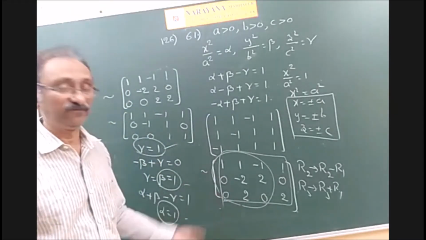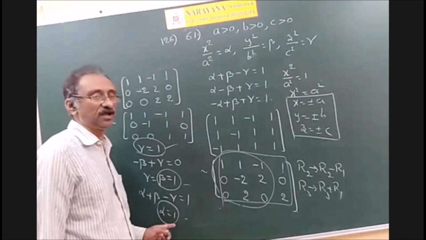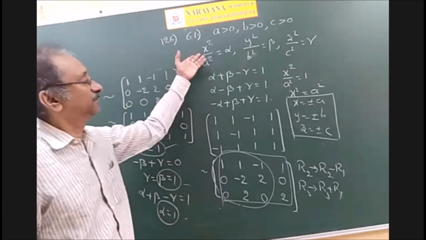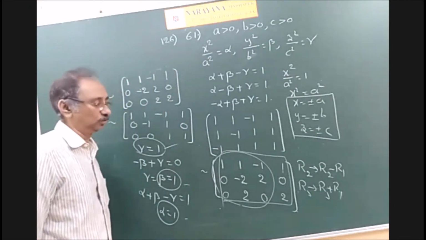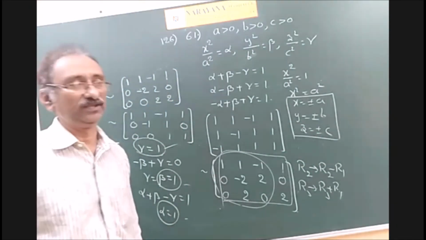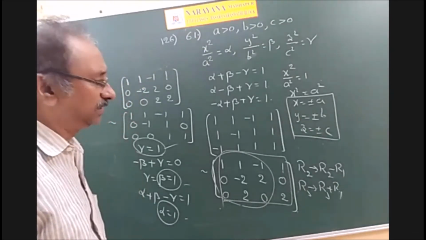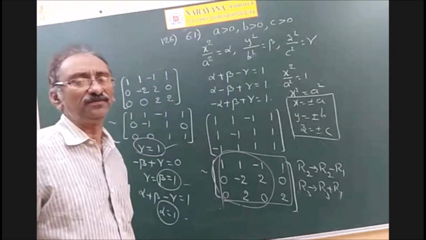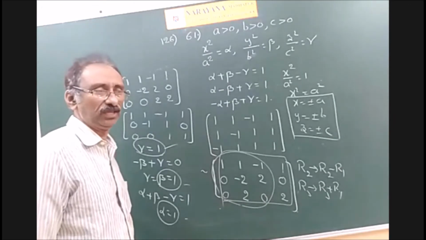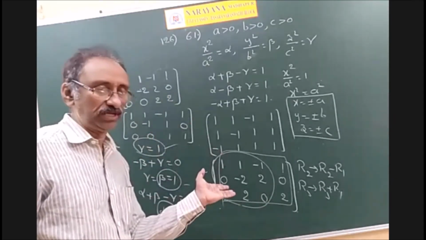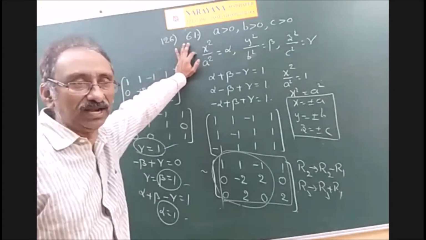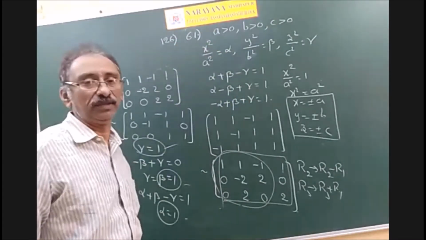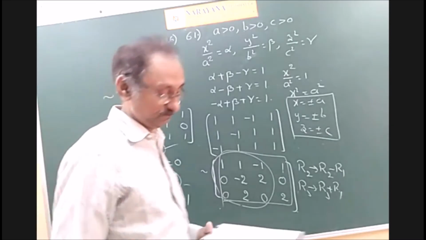The system has a unique solution for alpha, beta, gamma. But these are not alpha, beta, gamma. They are x square, y square, z square. So we'll get 8 solutions. That is finitely many solutions. Generally in linear equations, you won't get the finitely many solutions case. Okay, you will get either a unique solution or infinitely many solutions. But because there are x square, y square like that, they are getting finitely many solutions. Okay.